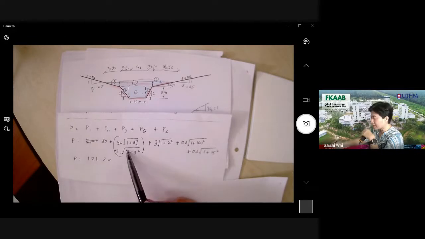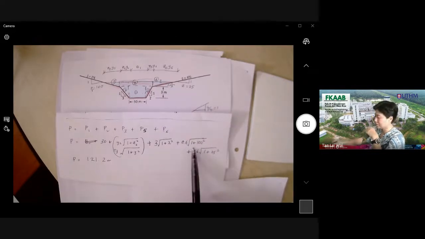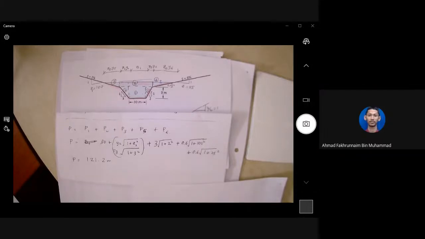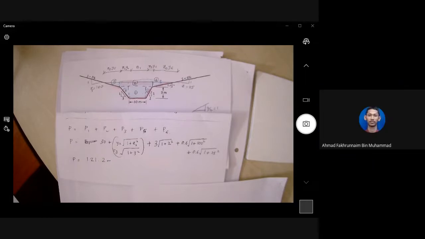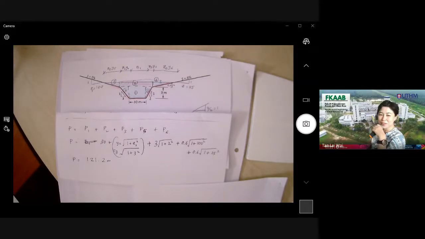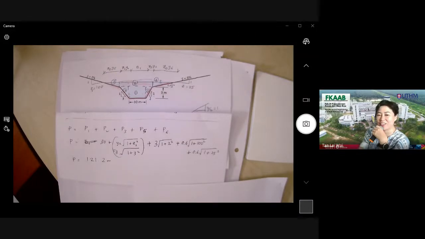Pastikan you all tekan calculator, buka kurungan, tutup kurungan, sebab dia punca yang ini dengan ini. Auni, thank you. Dapat sama. Salah. Fakrun ada jawapan ke, Ahmad Fakrun ni? 121.21. Okay. Fakrun Naim pun sama. Okay. Thank you.